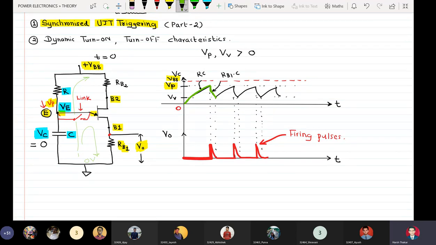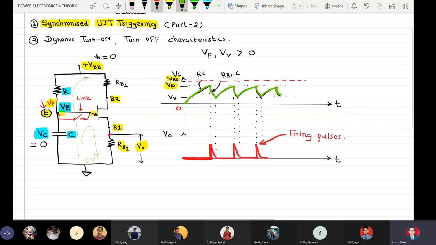This will continue happening as long as the bias voltage VBB is applied. That is why our charging waveforms were like this. When the circuit starts at t equal to 0, the capacitor is discharged, so it starts charging from 0 towards VBB. When it reaches VP, the link closes and discharging starts. So this keeps on happening continuously, like this, like this, like this.